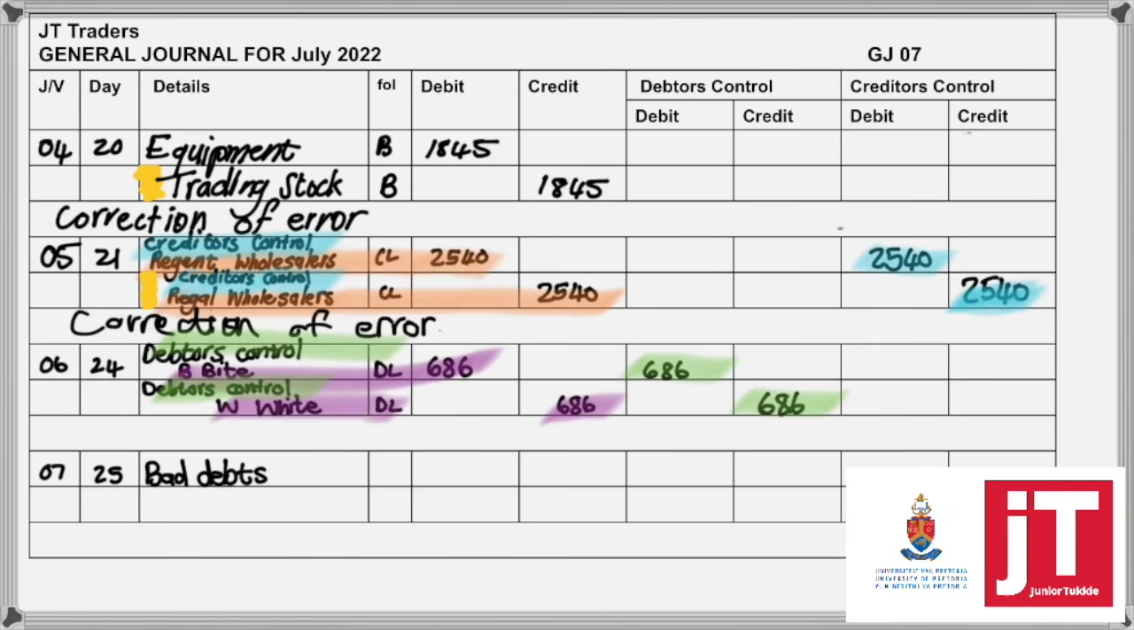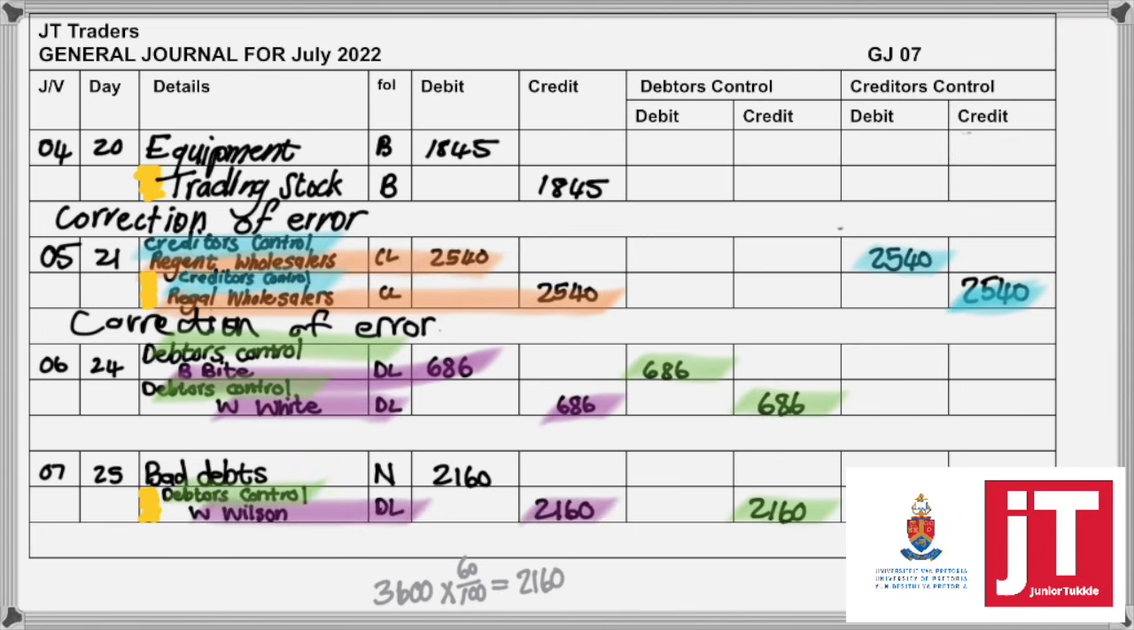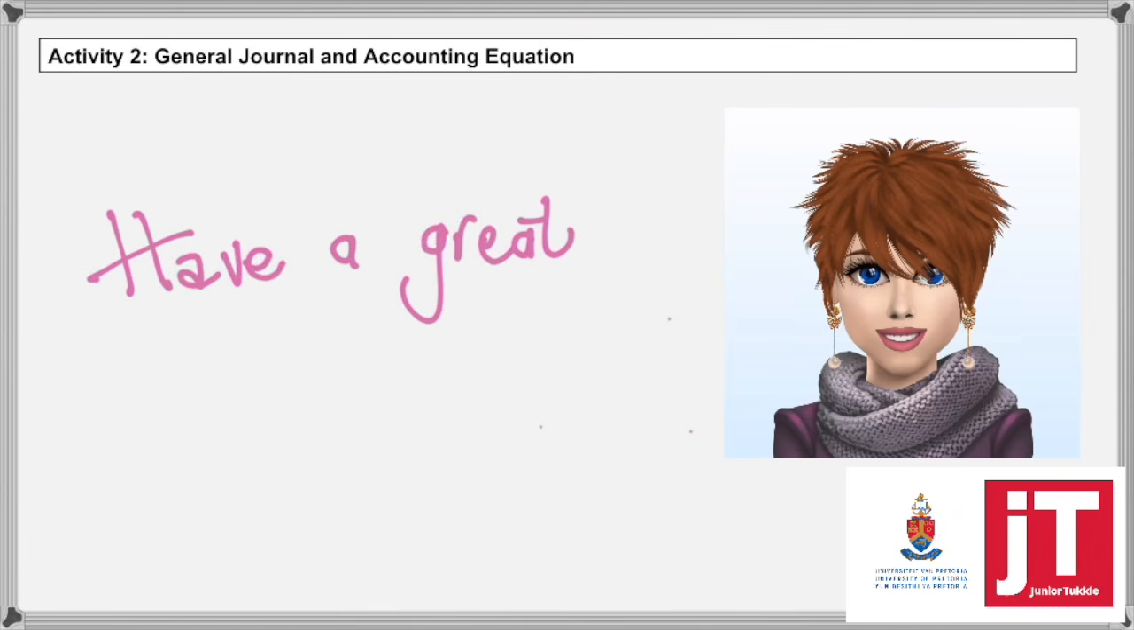Then the last one, bad debts. So we debit bad debts, credit Wilson's account. Yet again, how much though? 60% must be written off. So 3,600 times 60 over 100 gives us 2,160 Rand. And remember, there's a double posting entry, one for the debtors ledger and one for the control account. Very important to remember the double posting entry. And that is all for this activity.